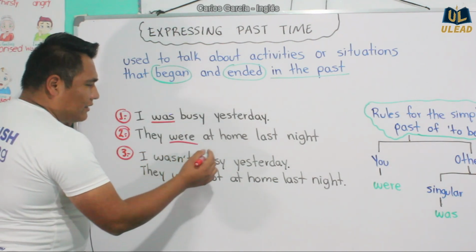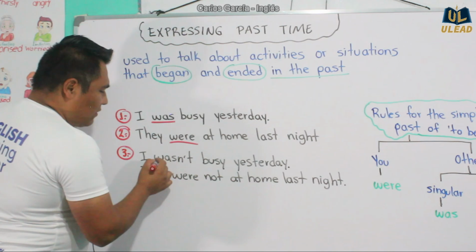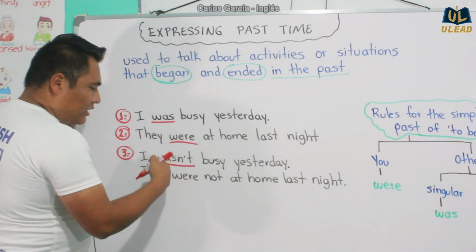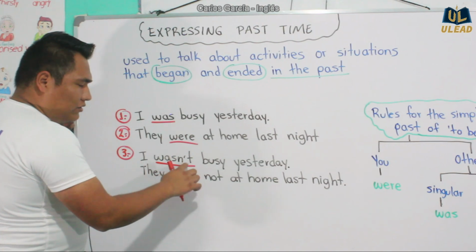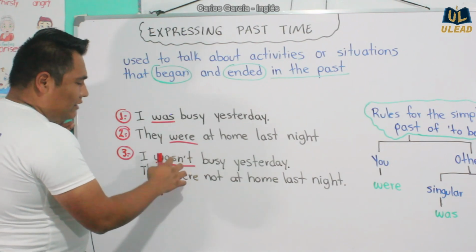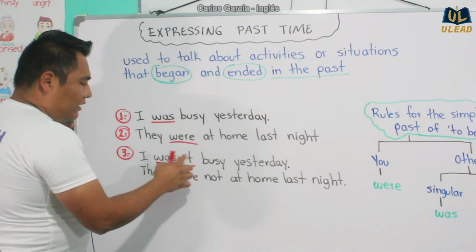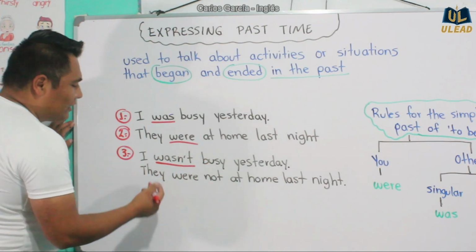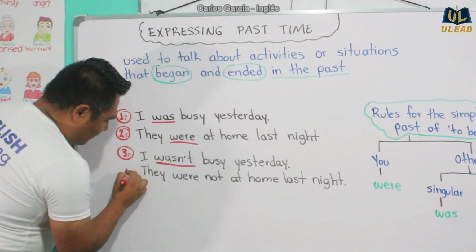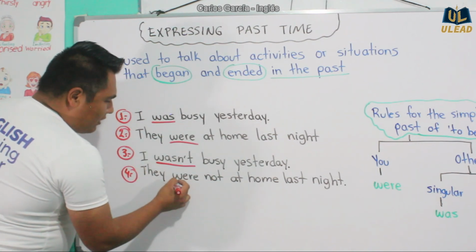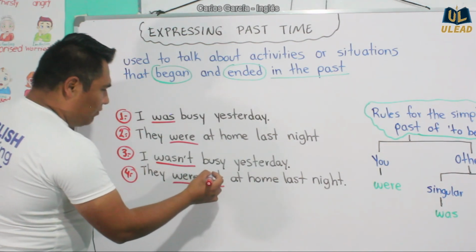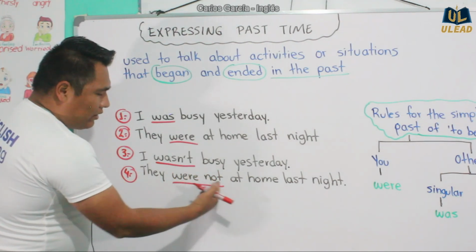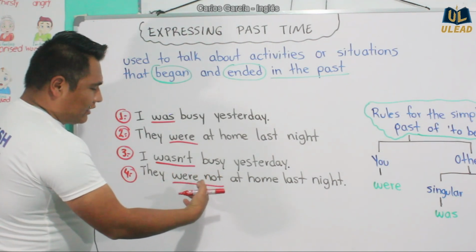Number 3, okay, this is the negative form. I wasn't busy yesterday. Wasn't. Do you remember that in the previous section I explained the use of the contraction? Okay, so in this case I'm using not. I was not busy yesterday. I wasn't busy. They, okay, number 4, they were not at home last night. Okay, you can also say weren't if you want to make the contraction.